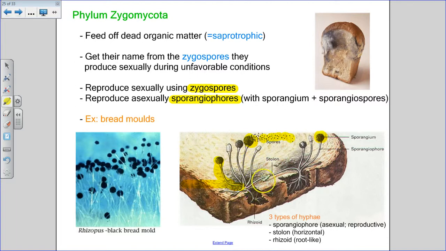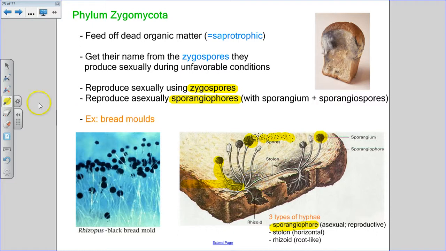So basically, the sporangiophore is an asexual reproductive structure. So that means it's going to produce spores that are going to make things just like the original fungus. Okay, so the sporangiophore is a type of hyphae that is reproductive in nature. There are other types of hyphae that are listed down here too. So we just talked about the sporangiophore.